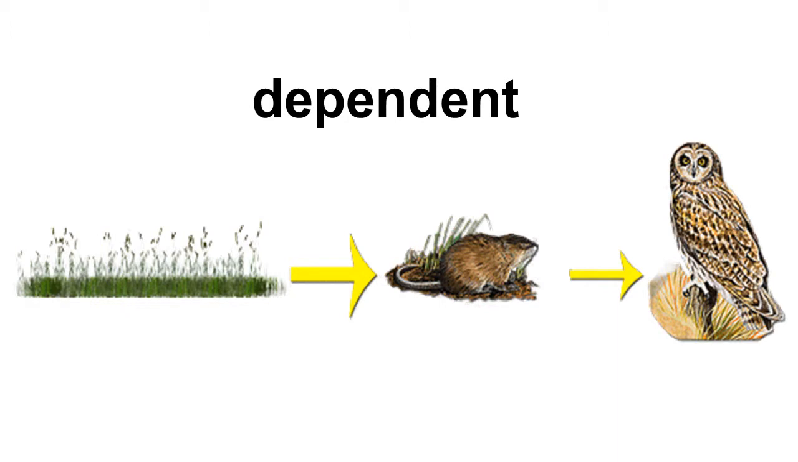One type of dependent relationship is the predator-prey relationship. One animal is the predator and eats the other animal. The predator depends on the prey to survive. You will learn more about both types of relationships in future lessons. This video introduces interdependence.